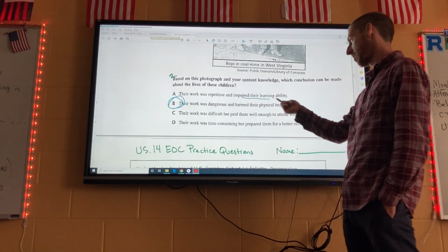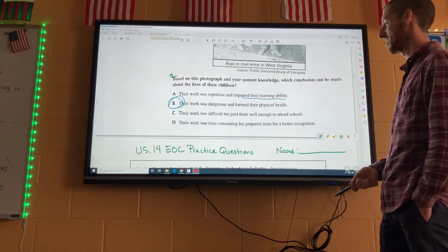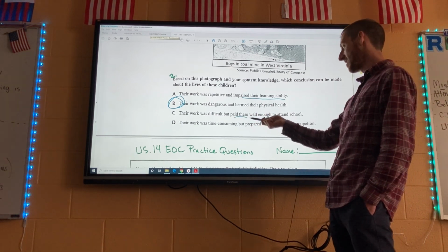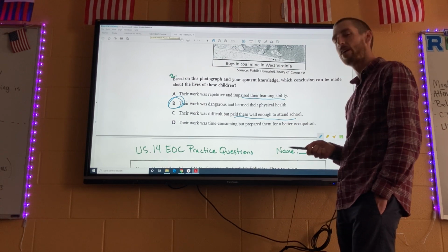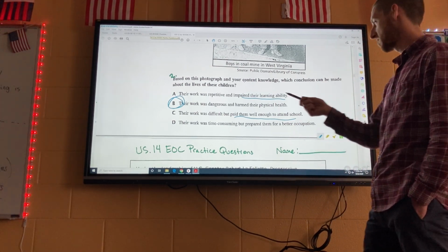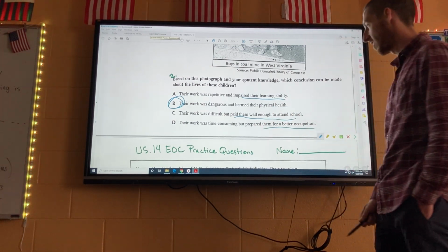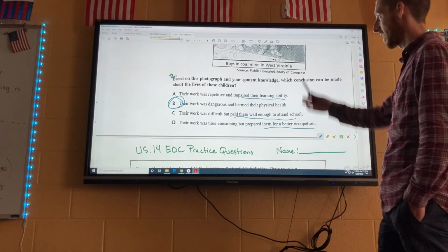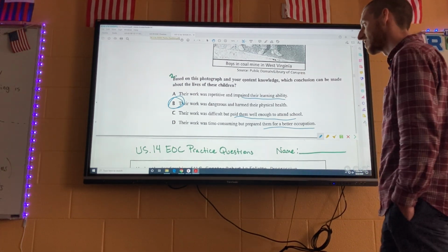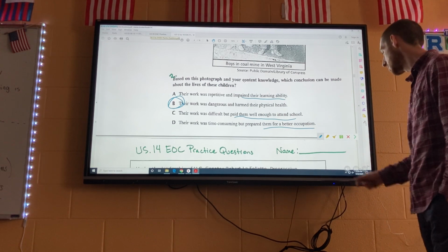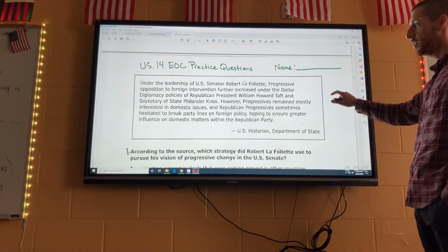And if you read the other ones, they don't make any sense. The work was repetitive and impaired their learning ability. No, that doesn't have anything to do with that. Work was difficult, but paid them well enough to attend school. No, remember, they didn't get paid much at all. Their work was time-consuming, but prepared them for a better occupation. No, this is kind of what they were stuck doing, so not so good. So 2 is B on that one. 2 is B. Okay, moving on.